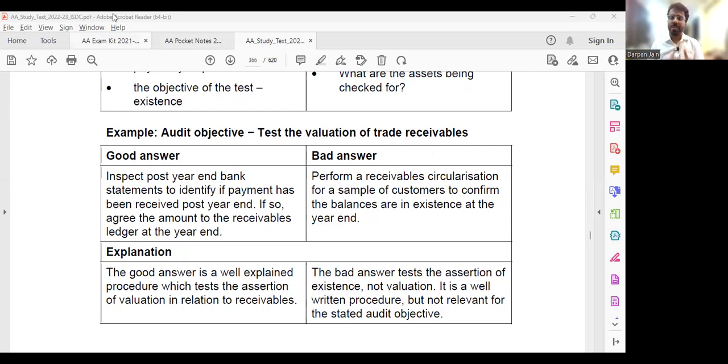These are just some examples of how you write procedures, correct? These are just telling us the things that you should keep in mind while writing procedures. The procedure should have an action, a source on which you are doing that action, and an objective that is being achieved. The objective that is being achieved is always related to your assertions.